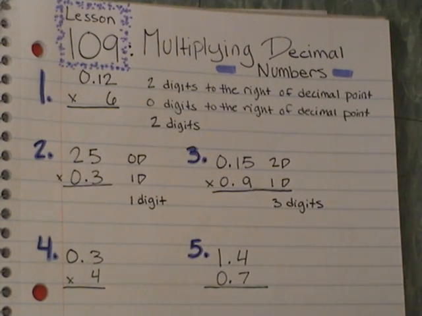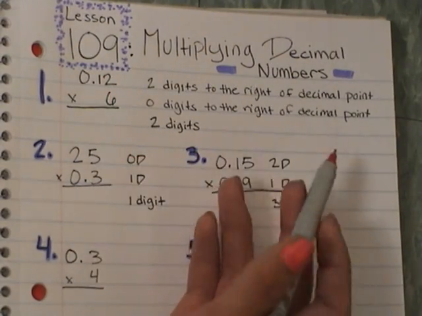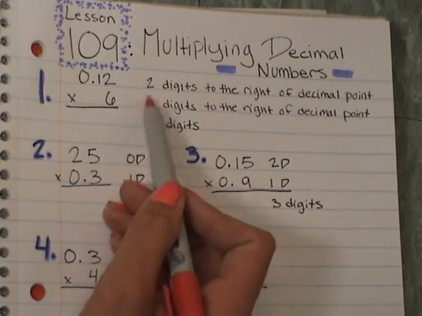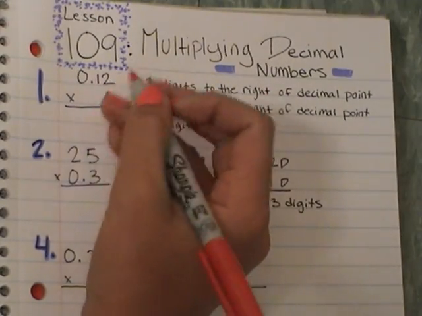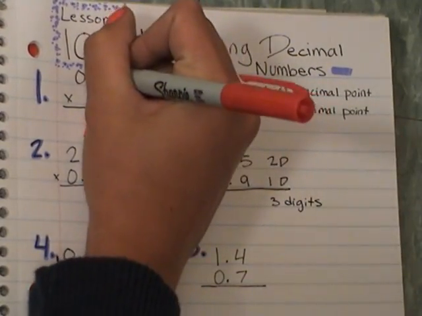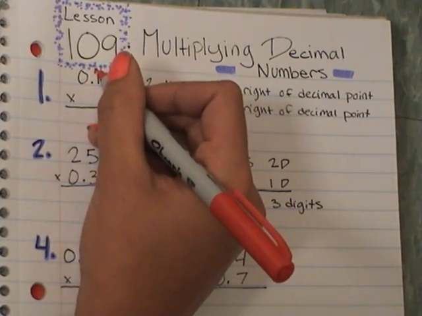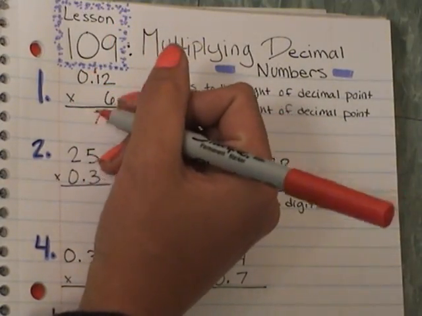Okay, so we're going to start with number 1, and we're going to do it on the side here. If I'm looking at this problem, I have my decimal point, and then I have 2 digits to the right of my decimal point. So I put a 2 over here. And I look at my 6, I don't have a decimal point at all, so I'm going to put a 0 over here. Next, I'm just going to multiply like a normal multiplication problem. So 6 times 2, 12, carry my 1, put my 2 down here. 6 times 1, 6, plus my 1 up here, 7. And then 6 times 0, 0, so I'm just not even going to put it down.